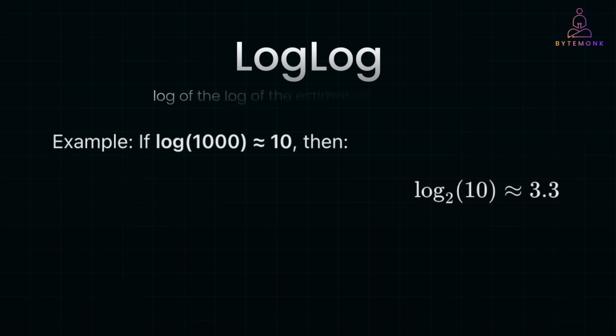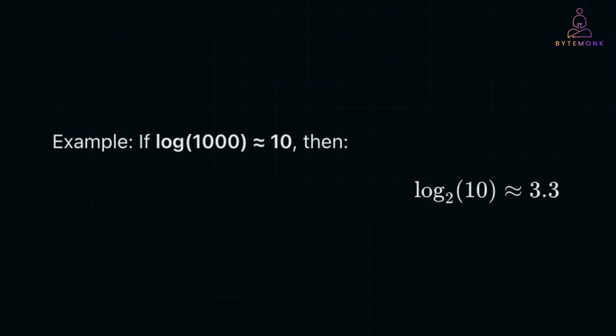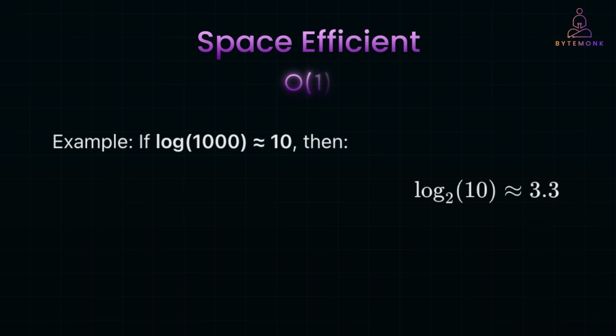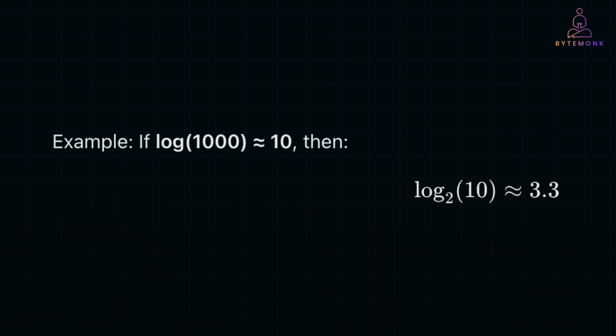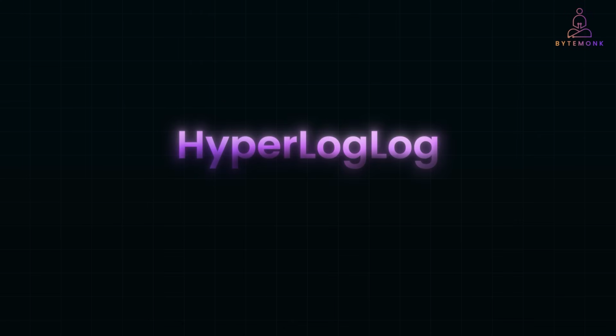Because if we take the log of the estimated unique count, we get an approximation of the number of bits required to store the highest trailing zeros count. And this makes the method incredibly space efficient, requiring only O of 1 memory, while still maintaining the same time complexity as before. And while it's still an approximation, it's already a huge improvement over our earlier method, bringing us closer to HyperLogLog. The problem with the LogLog algorithm is that it's highly sensitive to outliers.